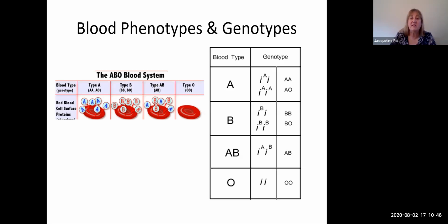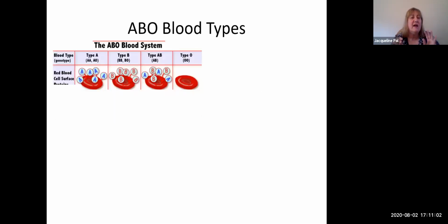Or you could have a sibling that's type B that only got a B from one parent and an A from the other. Or you could have a sibling that's type A that got an A from one parent and nothing from the other. So this is how blood phenotypes and genotypes work. So understanding that, then we can figure out how this relates to getting blood transfusions.